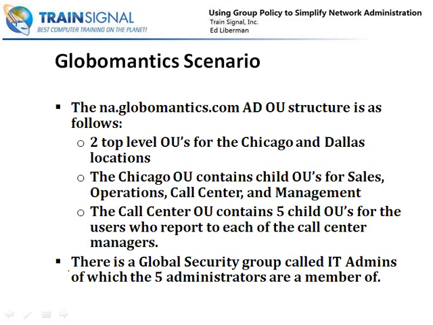The Chicago OU then contains child OUs for the sales department, operations department, call center department, and management. I don't know if that's really a department, but management. The call center OU then has 5 child OUs within it for users who report to each of the 5 call center managers. Now there's also a global security group within this domain called IT admins, and of course the 5 IT administrators are members of the IT admins group. This I have also already created in my Active Directory infrastructure here, and you could do that as well on your end if you're trying to follow along. We'll take a look at that in just a few moments.